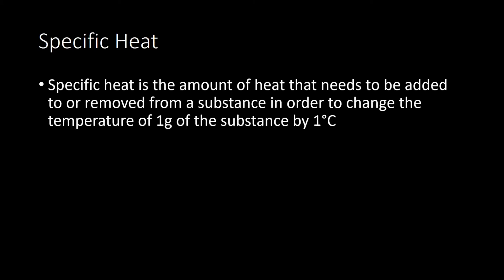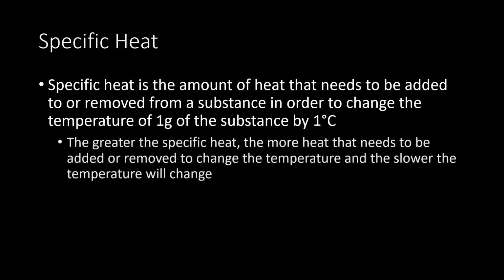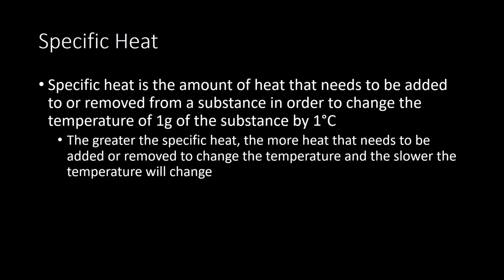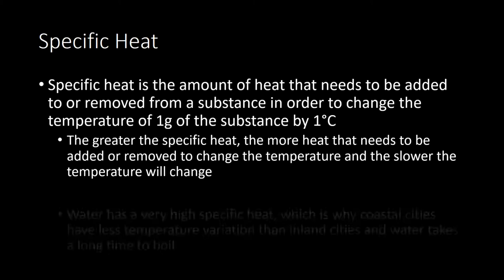Specific heat is that amount of heat that needs to be added or removed in order to change the temperature of 1 gram of the substance by 1 degree Celsius. The greater the specific heat is, the more heat that you have to add or remove to cause the change in temperature, and the slower the temperature will change. So thermal insulators have very high specific heats because they're not going to change temperatures very quickly. They do a very good job of holding on to their temperature, so it takes a lot of energy to cause that temperature to change. Metals, those thermal conductors, tend to have lower specific heats because they tend to gain and lose heat very quickly, and they tend to change temperature very easily.